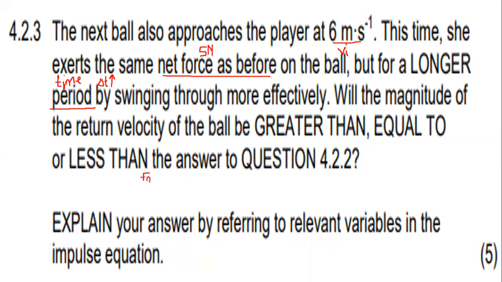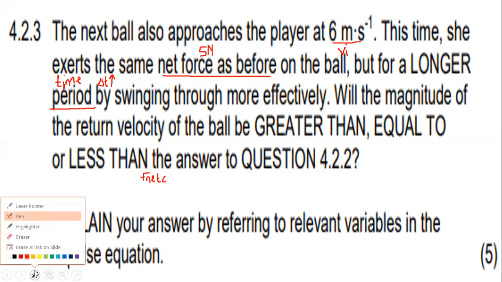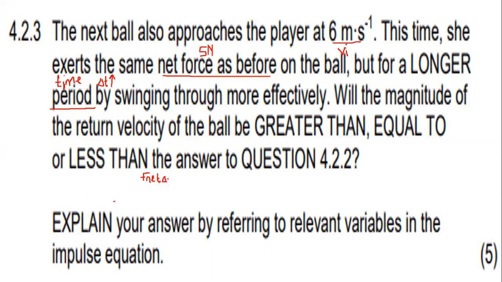If we say F net delta T is equal to delta P, right? That's how we get it on the formula sheet. Now, we can take this and rearrange it and say F net is equal to delta P divided by delta T. Now, you can see that if I increase the contact time and I keep the net force the same, and there my delta P, which is MVF minus MVI.